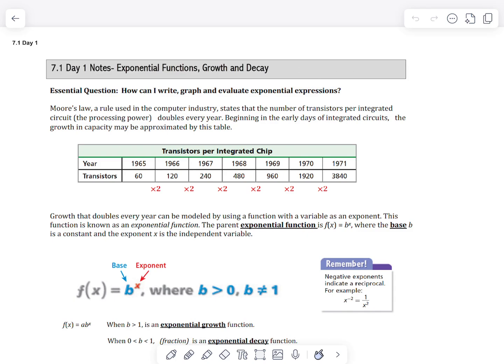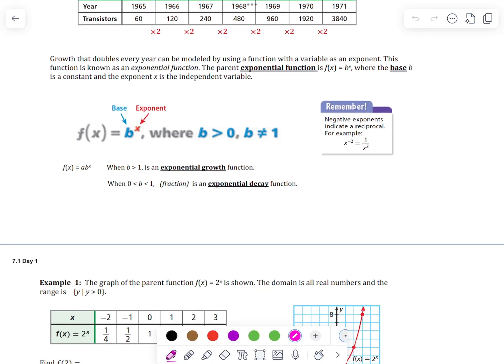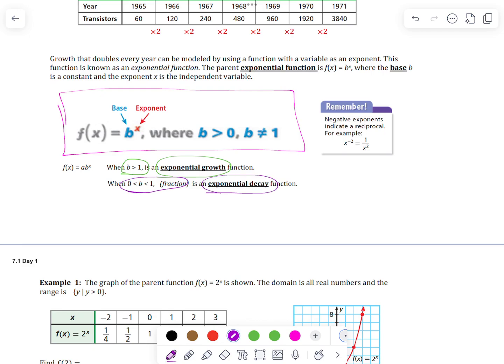So we can write this as an exponential function. So here's what an exponential function looks like. It has a base of b, which has to be greater than 0 and cannot be 1. And then it has an exponent, a power there, and that's what you input for x. Then if your base is greater than 1, it's going to grow over time. If the base is a fraction, it's going to decrease over time. So as the x's increase, the y's will decrease.